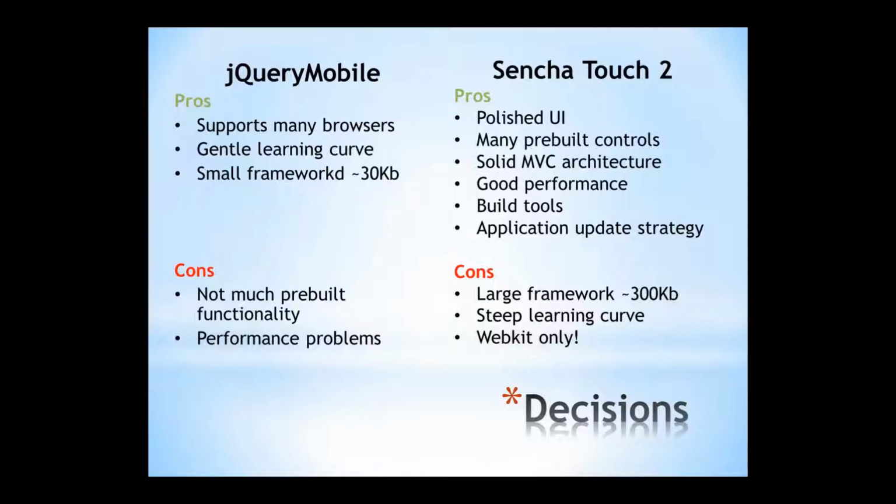So about 8 months ago, back when we started, two of the major players were jQuery Mobile and Sencha Touch too. And I just thought I'd give you an overview of the pros and cons here. So jQuery Mobile supports a lot of different browsers. It's pretty simple and easy to pick up. It's a pretty small framework, especially compared to Sencha, which is 10 times larger.